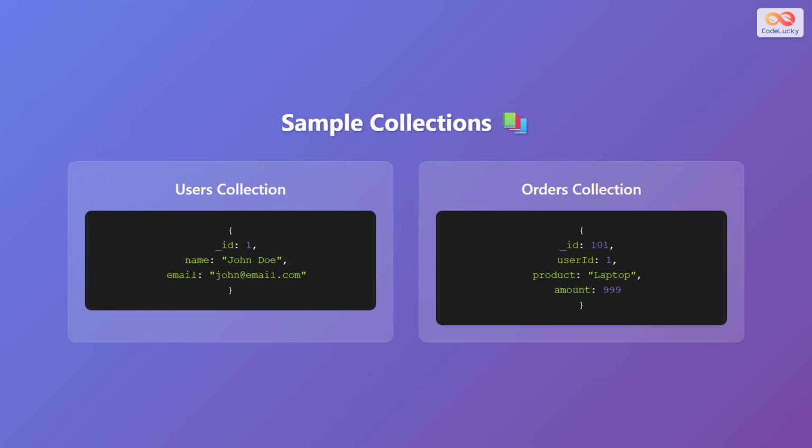Let us consider two sample collections for our examples: the users collection and the orders collection. The users collection contains documents with fields like _id, name, and email. Here's an example document. _id is 1, name is John Doe, email is john@email.com. The orders collection contains documents with fields like _id, userId, product, and amount. Here's an example document. _id is 101, userId is 1, product is laptop, and amount is $999.